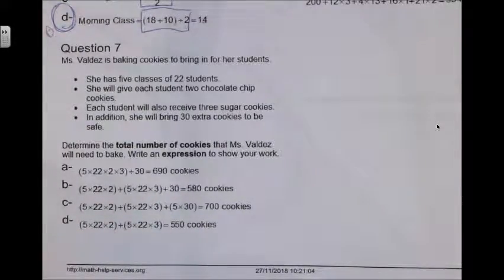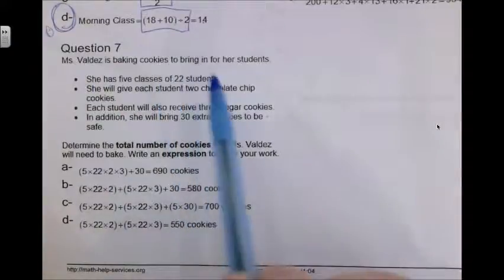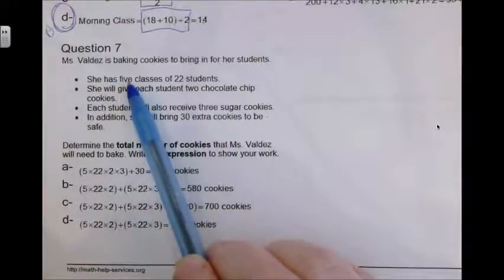So you do not have to actually solve. Well, sometimes you might have to solve in case they have more than one of the same calculation with a different answer. But it's asking you to figure out what the right calculation is based on what they're telling you. So here it says Ms. Valdez is baking cookies to bring in for her students. She has 5 classes of 22 students.